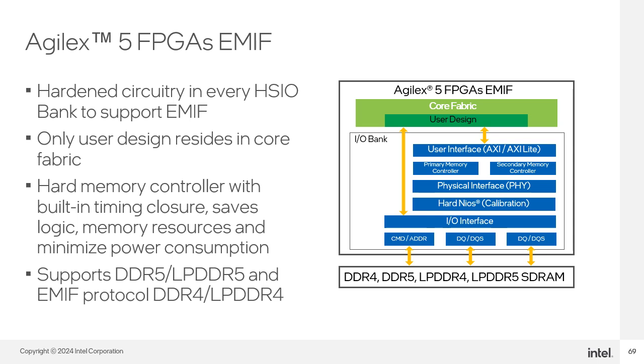Every HSIO bank has the required hardened circuitry to support EMIF. Only the user design, for example the traffic generator, resides in core fabric. When the hardened solution is not used as an EMIF, the I/O can be used as general-purpose I/O. Agilex 5E series can support DDR4 and LPDDR4, whereas the D series can support DDR4, LPDDR4, DDR5, and LPDDR5.